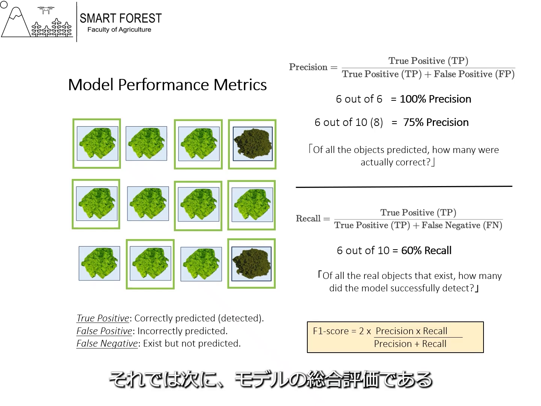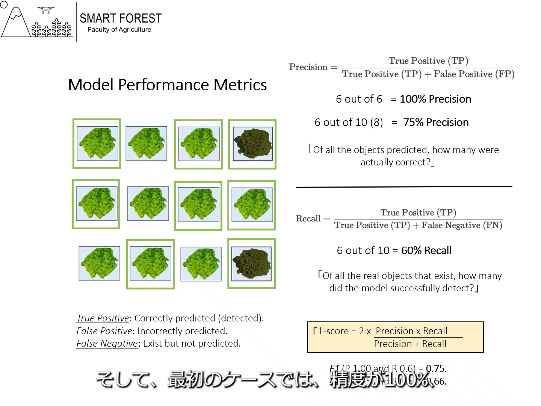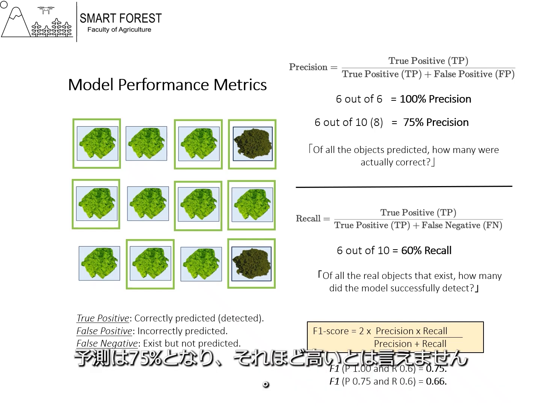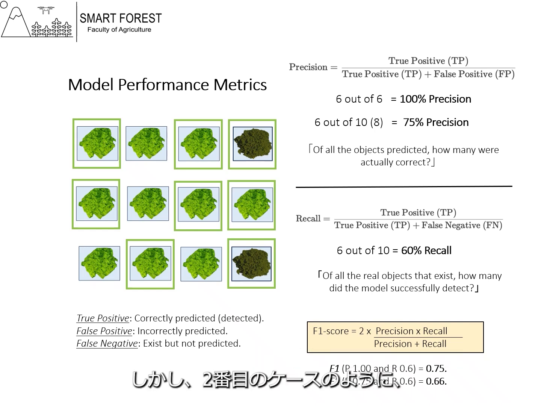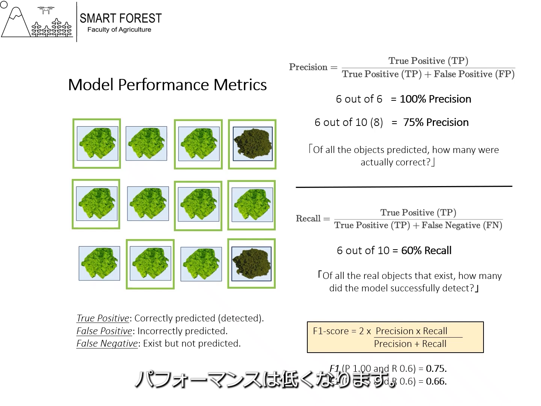So now we go to the F1 score, which is the overall evaluation of the model. In the first case, when the precision was 100% and the recall was 60%, the overall prediction of the model is 75%, which is not so high. But in the second case, when your precision is 75% and your recall is 60%, then the model performance is lower.